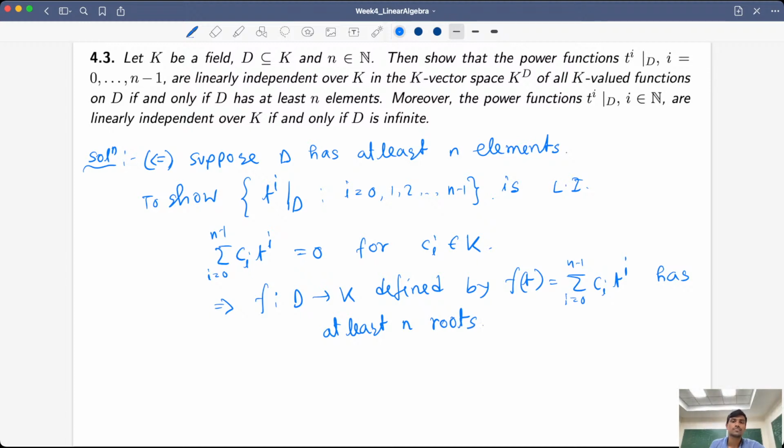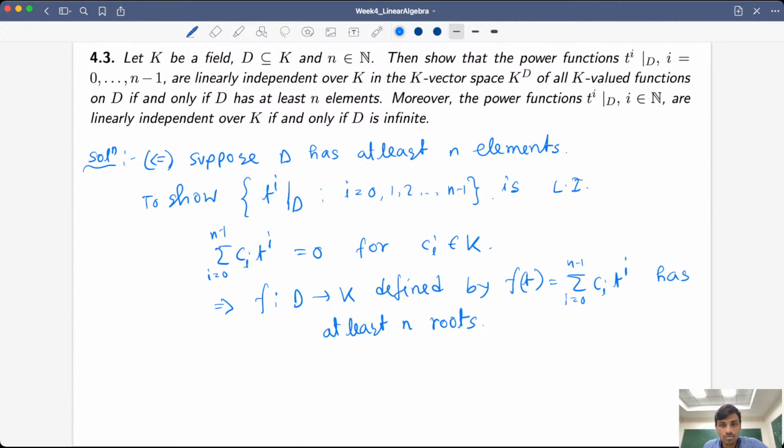roots. That means at least n points this f(t) becomes 0. But see that this is an n minus 1 degree polynomial. So by the fundamental theorem of algebra, by repeated application of that, it can have at most n minus 1 zeros, right? Because this degree is n minus 1. But here you are saying that this has n roots, which is a contradiction.